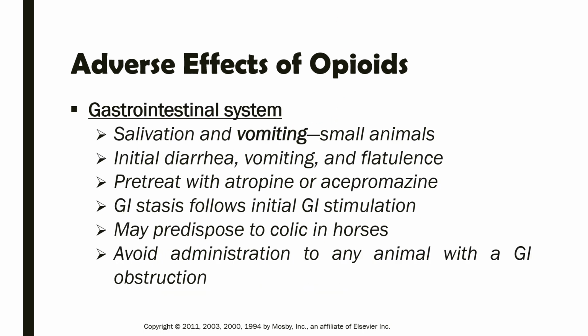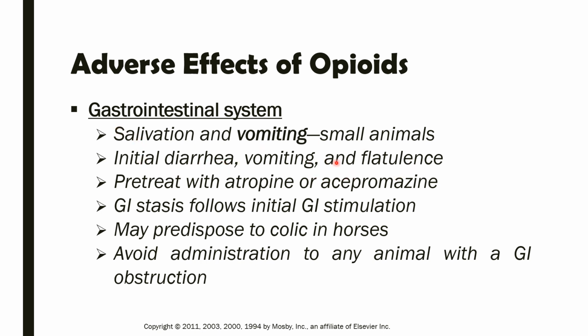So these are some of the adverse effects of opioids on the GIT. It has a significant effect on the GIT because it can cause salivation and vomiting, particularly in small animals. This is especially true with the pure mu agonists, hydromorphone, oxymorphone, and morphine, but less so with fentanyl because fentanyl is usually administered via constant infusion. We also have diarrhea, vomiting, and flatulence.